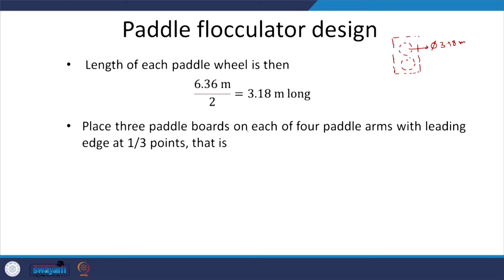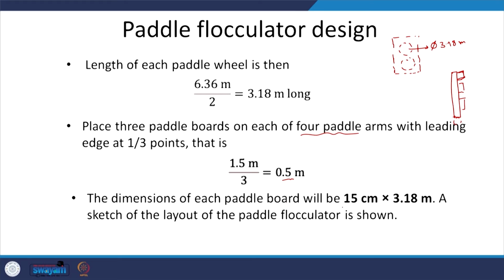So place 3 paddle boards on each of 4 paddle arms. So here we are going to have 4 paddle arms. That's something to keep in mind, with leading edge at 1/3 points, right? So as in, if this is the paddle arm, leading edge is at 1/3. Let's see, here I did not draw it well. So 1/3 the distance. I think we will have the figure. So that is 1.5 by 3. Okay, fine. So that's 1.5 by 3, so each one at 0.5. So dimensions of each paddle board will be 15 centimeters into 3.18 meters long, let's see, right?